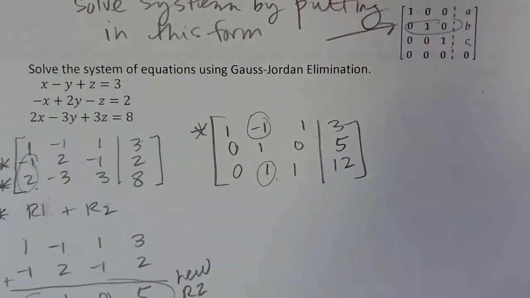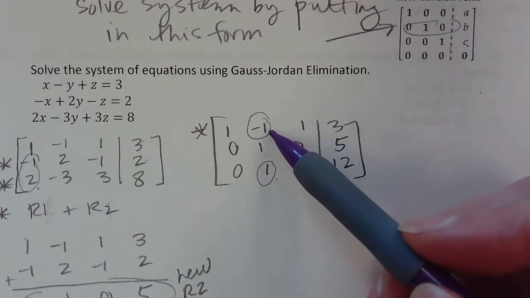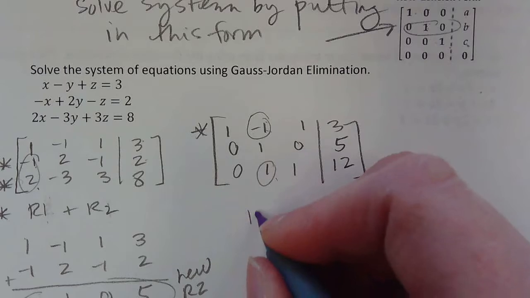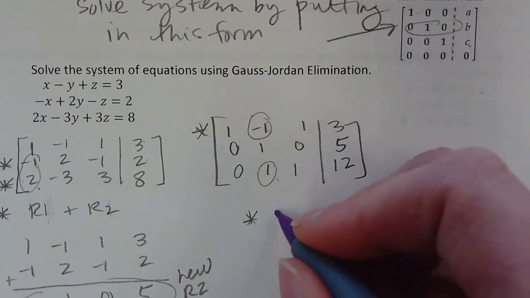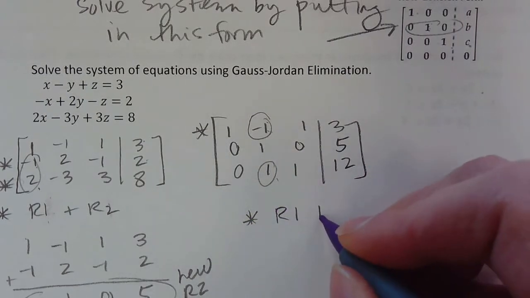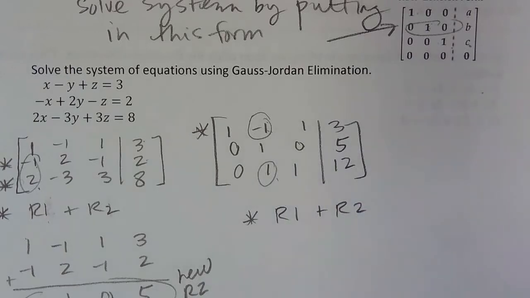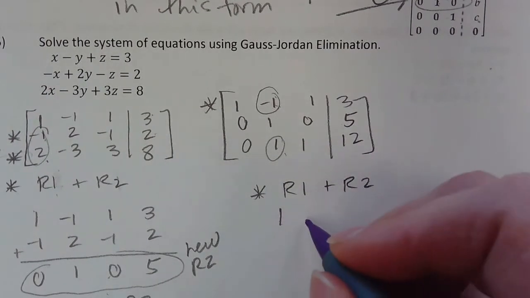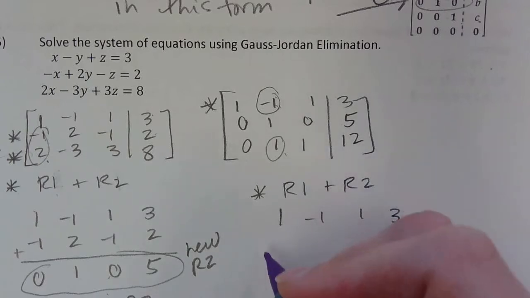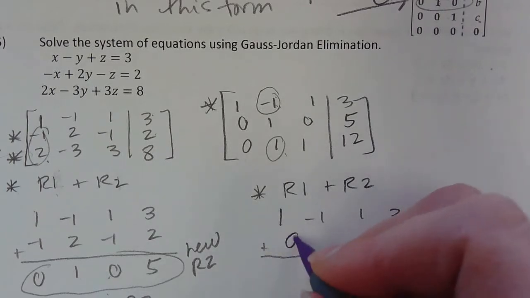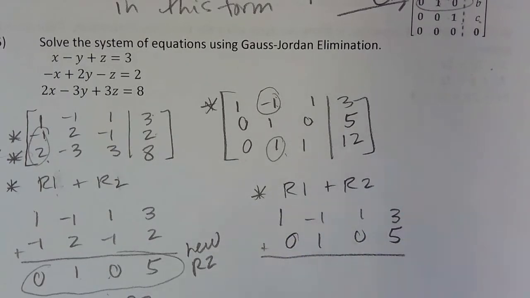So I'll put a star here first. In order to cancel this -1, I'm going to go ahead and take row 1 and add row 2. They're already right next to each other. It seems like that'd be really easy. So let's go ahead and write that out and add them together.